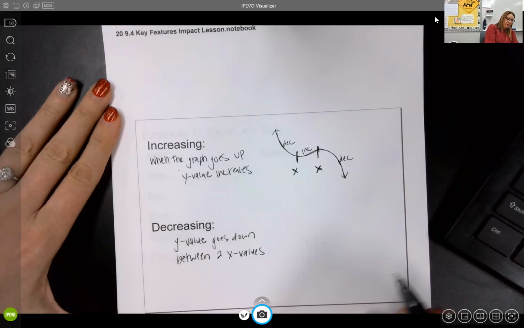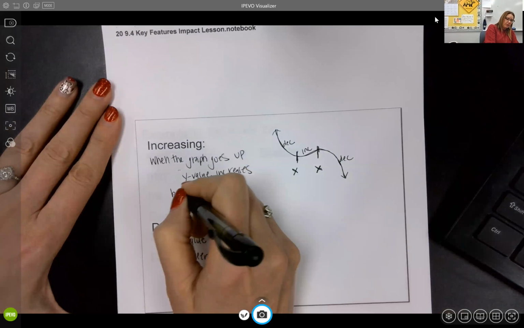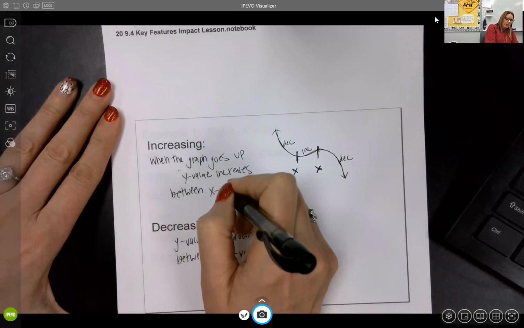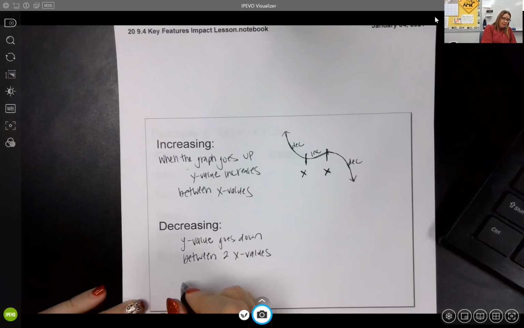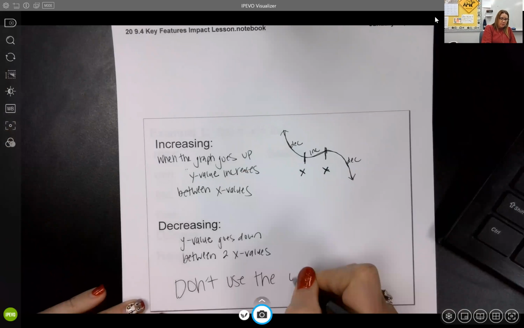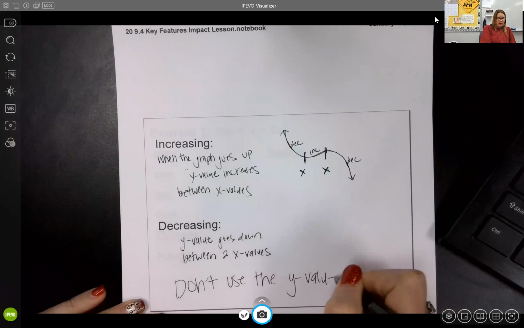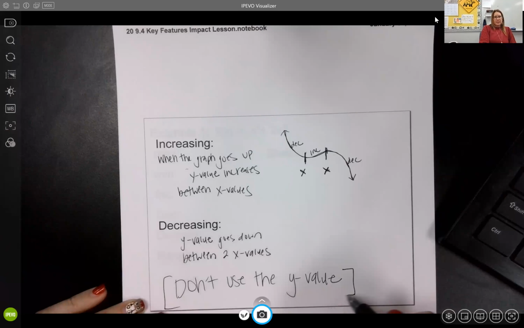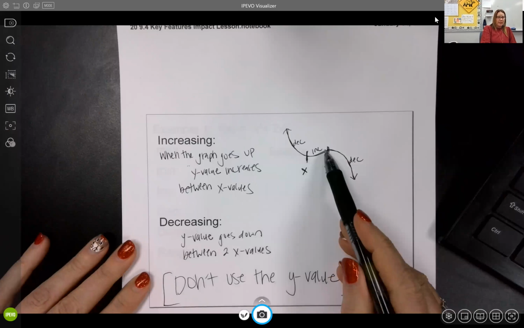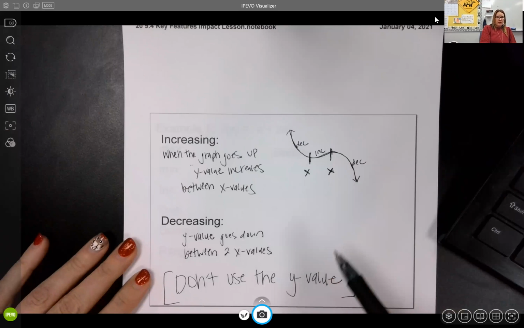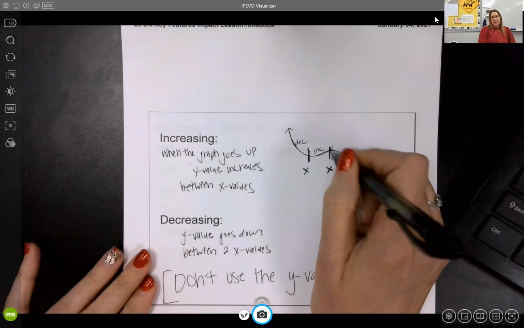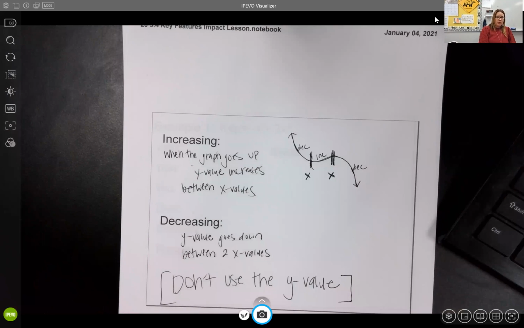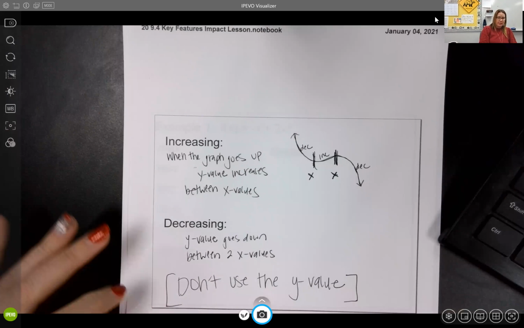Okay? So the y value increases between two x values, and then it decreases between two x values. This is important for increasing and decreasing. Don't use the y value, okay? We're describing the y, so when I say the y is going up or the y is going down, that's all I'm doing, but I have to say where that's happening, so that's going to be between the x's, okay? So don't use the y value when you describe increasing and decreasing.